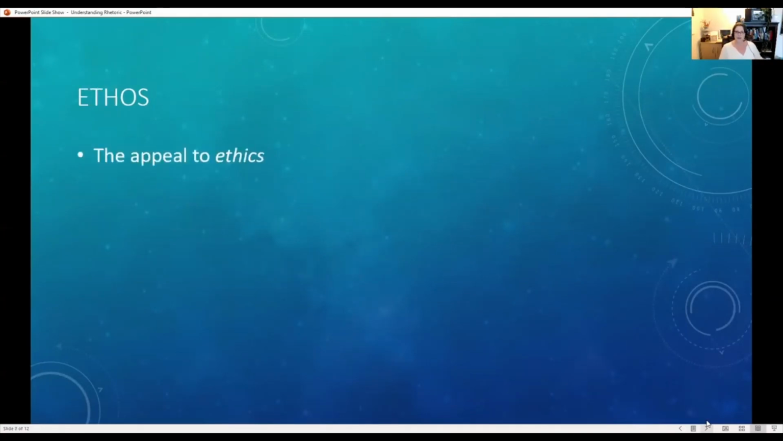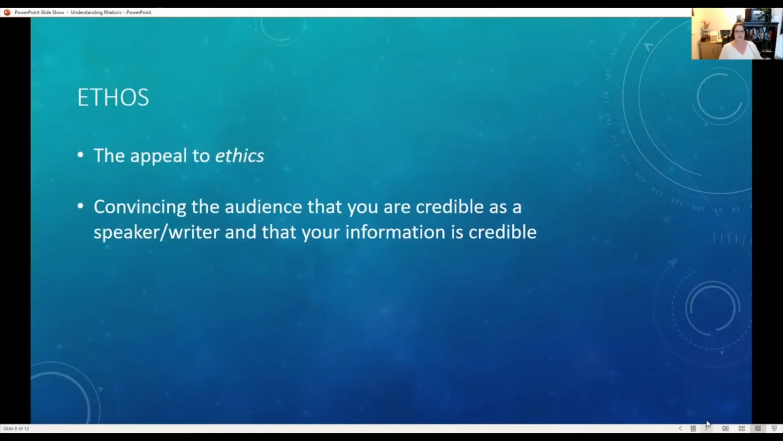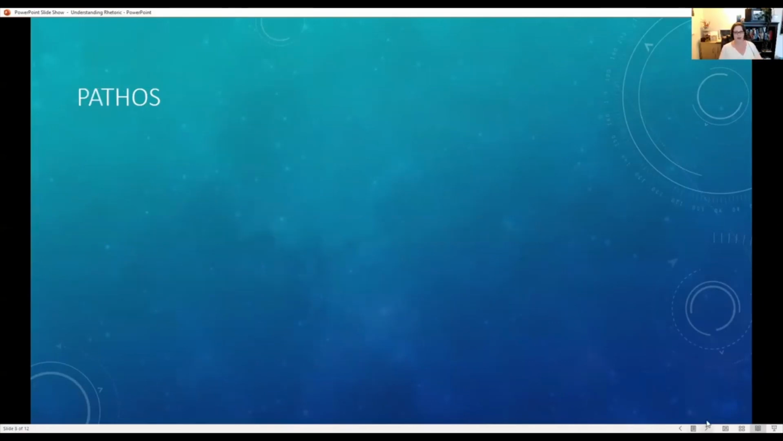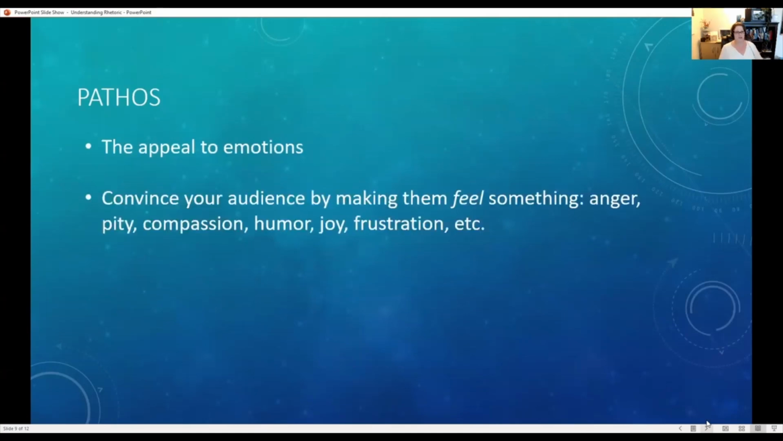Ethos, the appeal to ethics or the appeal to credibility. So here you're convincing the audience that you're credible as a speaker or as a writer and that your information is also credible. So you're going to be professional, you're going to use a professional tone, have an awareness, use notable sources, experts in their field or celebrity status, that kind of thing. And then pathos is that appeal to emotions. So you want to convince your audience by making them feel something. It could be anger, it could be pity, compassion. Humor is a big one, as you'll see. I have a video that you'll be watching. Joy is another, frustration, so on and so forth.